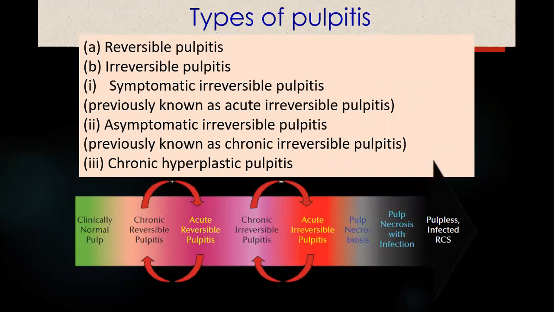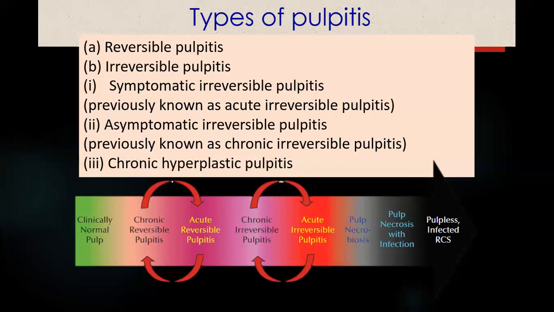Based on the different types, we see the graded response of the pulp. The types are reversible pulpitis and irreversible pulpitis, which could be symptomatic or asymptomatic. Previously they were called acute and chronic, but acute and chronic are terminologies denoting the duration of time, whether they occur over a shorter duration, 24 hours to 7 days or so, or over more than 15 days or so.